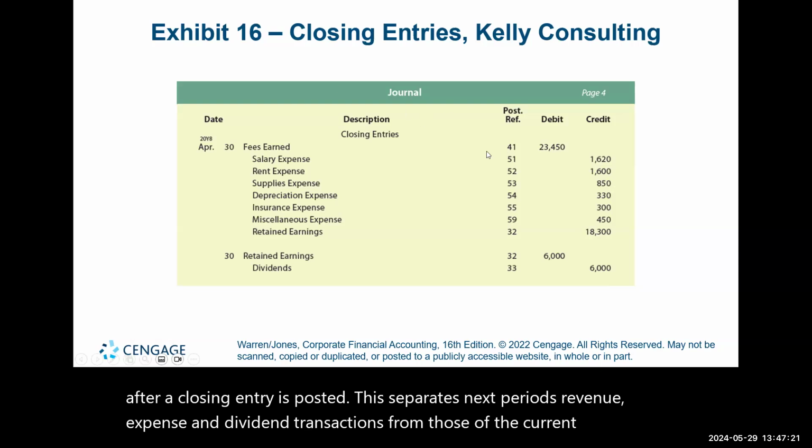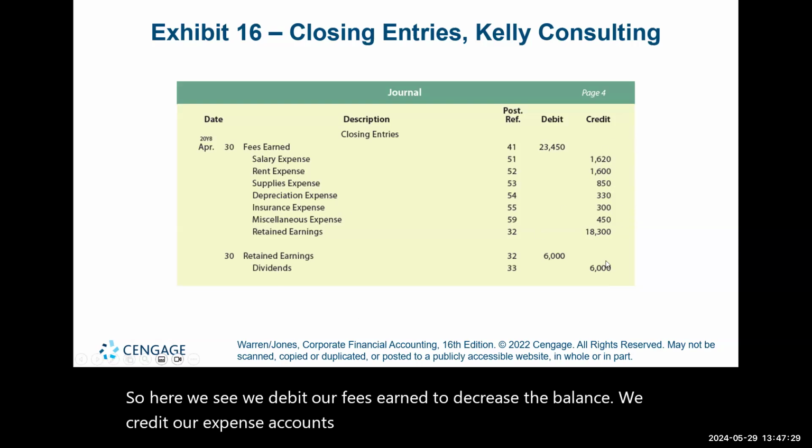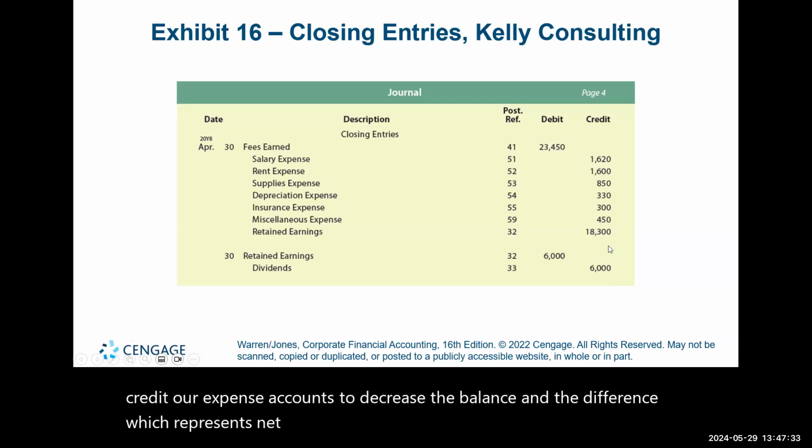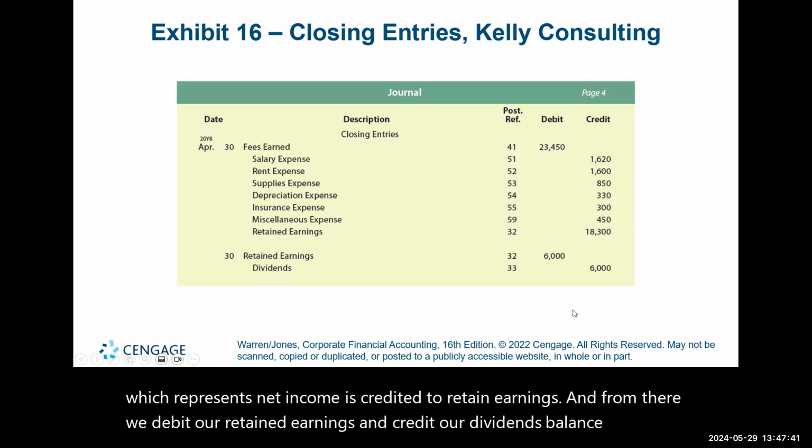So here we see we debit our fees earned to decrease the balance. We credit our expense accounts to decrease the balance. And the difference, which represents net income, is credited to retained earnings. And from there, we debit our retained earnings and credit our dividends balance to decrease the balance to zero.